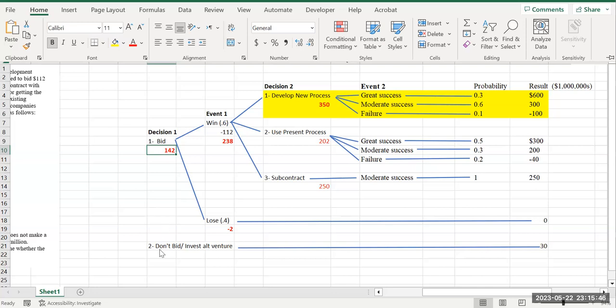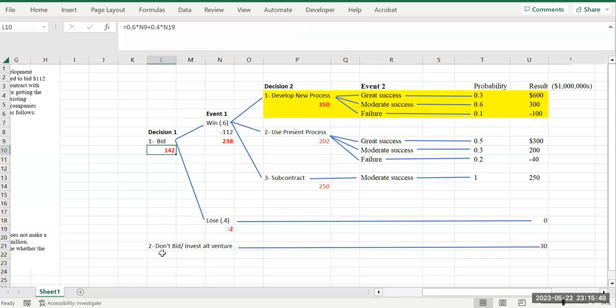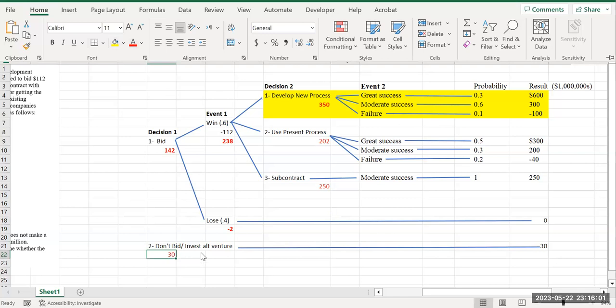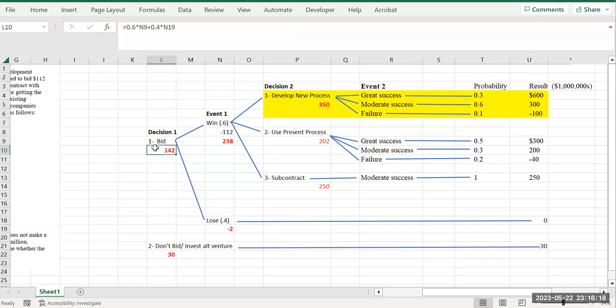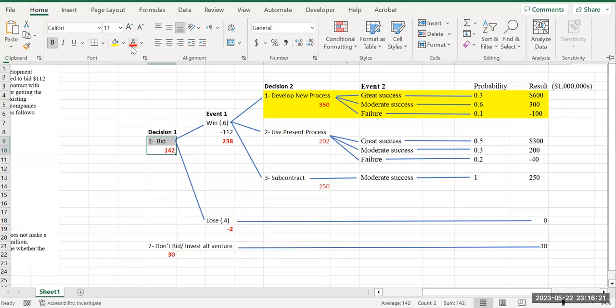If you don't bid, because that's the second decision, you're going to make $30 million, no question asked, right? So you get this one, $30 million. Obviously, between 142 and 30, both in millions of dollars, if you care about the expected return, the expected values, you would definitely want to pick this one, bidding. And regardless of bidding, if you lose, you lose.